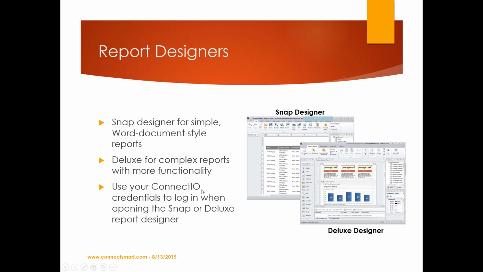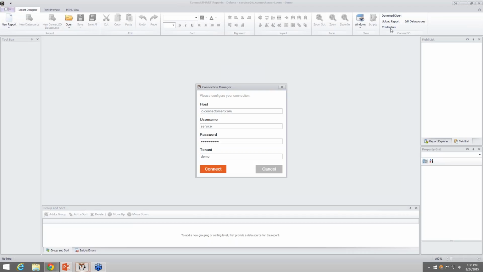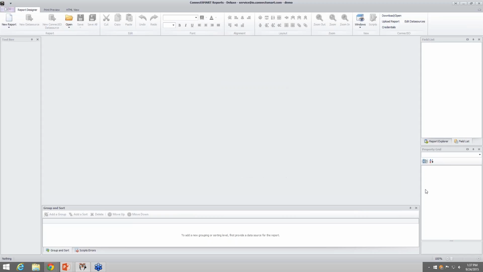So first up, when you first open up one of these applications, you're going to log in with your ConnectIO credentials. Here I have the Deluxe Report Designer already opened up. By default, it saves the last credentials you logged in as, but you can click on this little credentials button right here to see what credentials you're logged in as. I'm in here under my demo tenant. This is the exact same dialog you would see when you first open the program if you hadn't logged in at least once. You just hit connect, and that'll log you in.